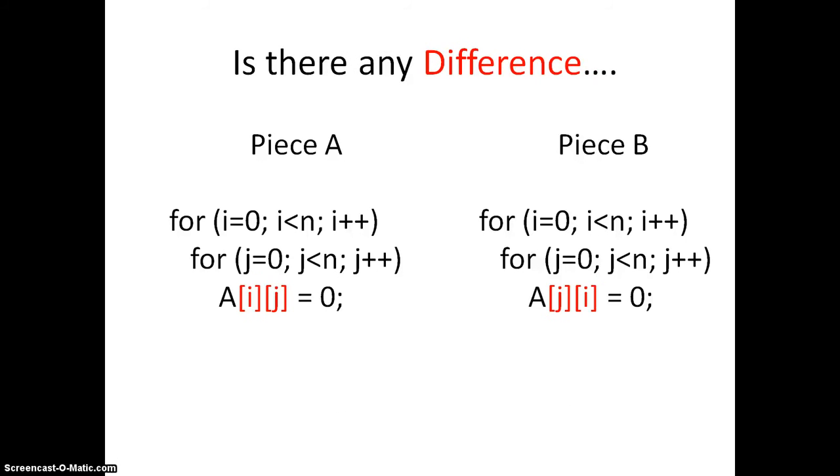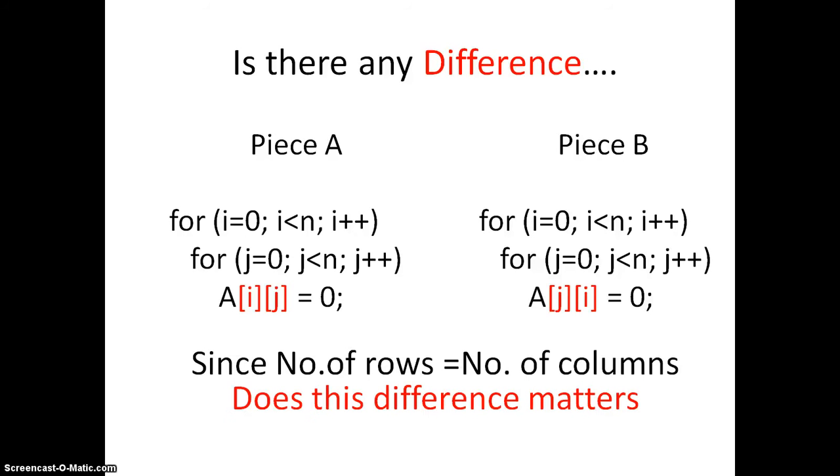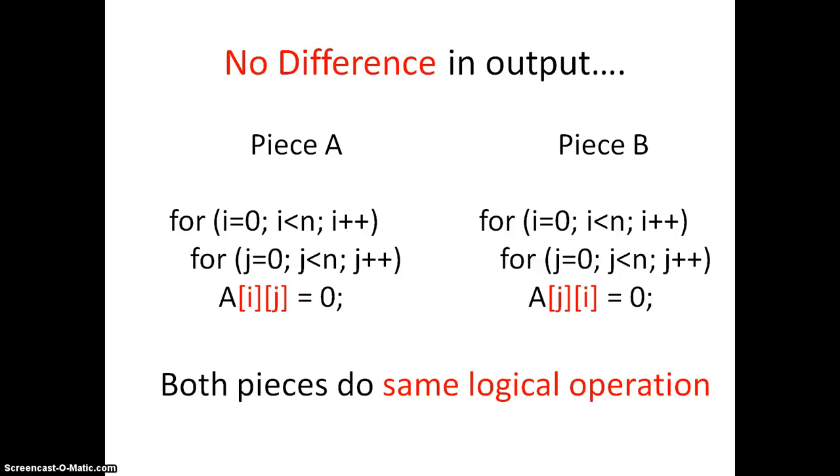And if you observe, the difference is how they have accessed A[i][j] and A[j][i]. The array elements A[i][j] and A[j][i] have been accessed in these two different ways. Does this difference matter? Since the number of rows equals the number of columns, that is n into n times you are going to assign zeros, does this difference really matter? No difference in output. The same logical operation, assigning zeros, will happen n into n times in these locations, n by n locations in the array A.